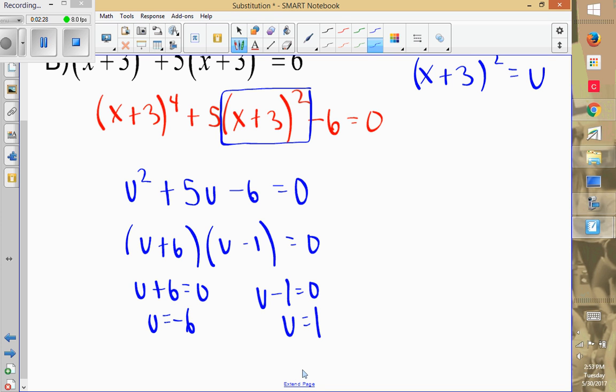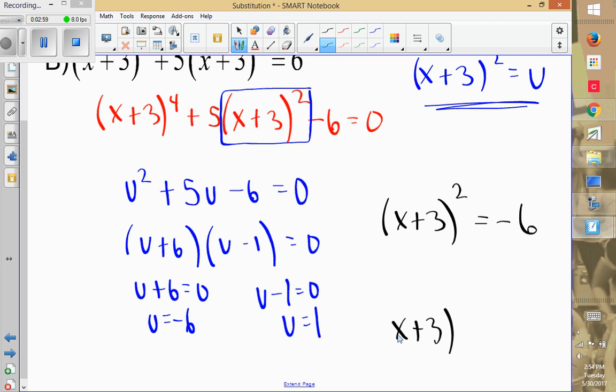However, that's not our answer. Remember, we made this relationship between x and u. So u can either be negative 6 or 1. Those answers will work in this equation, but we want to actually solve for x. So what you would do then, another step, is set what you made u be equal to, x plus 3 squared, equal to both negative 6 and 1. And now we have to go and solve the two of these.